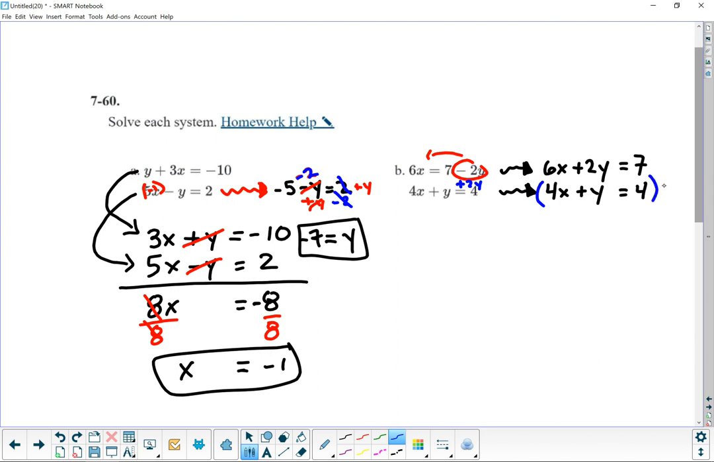So I'm going to multiply it by negative 2. I usually put it in the front, but since I don't have room in the front, I'll put it in the back just to show you. Right, so my new equation, the top one's going to stay the same.